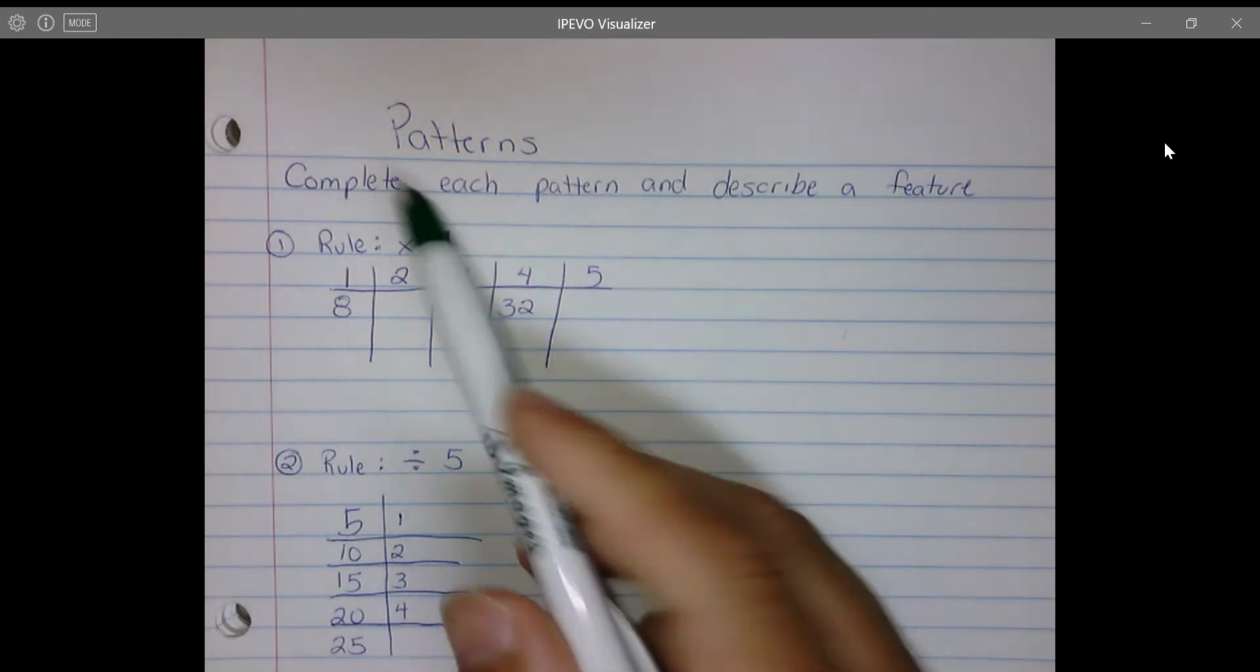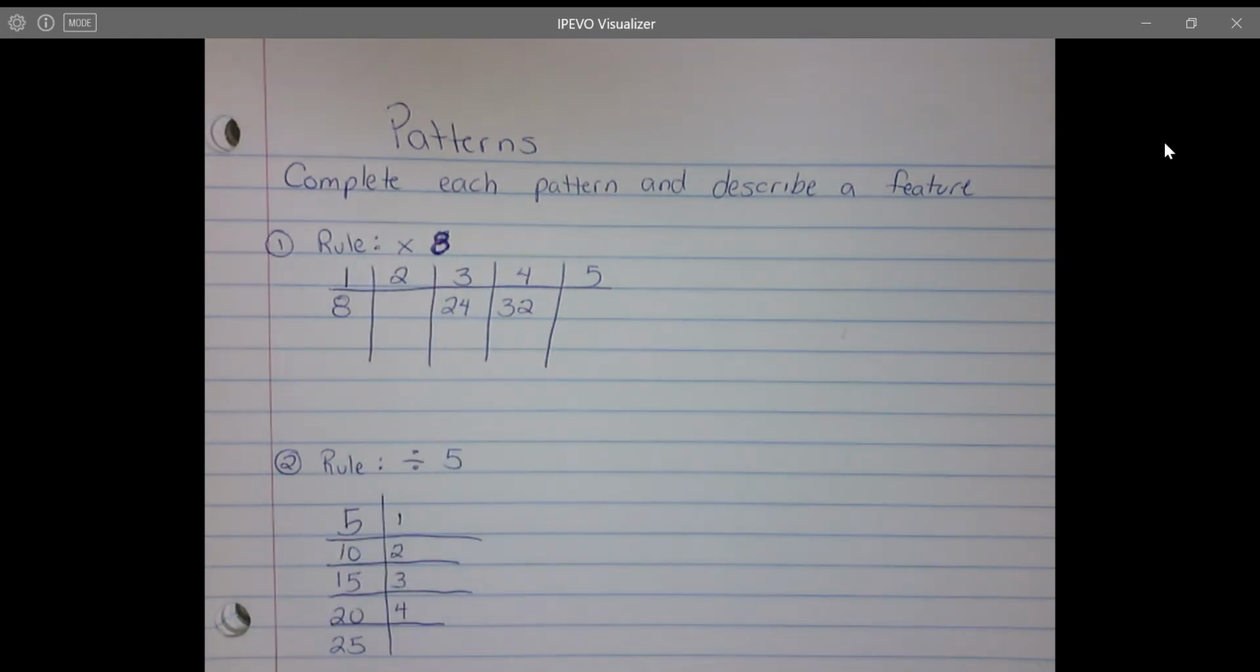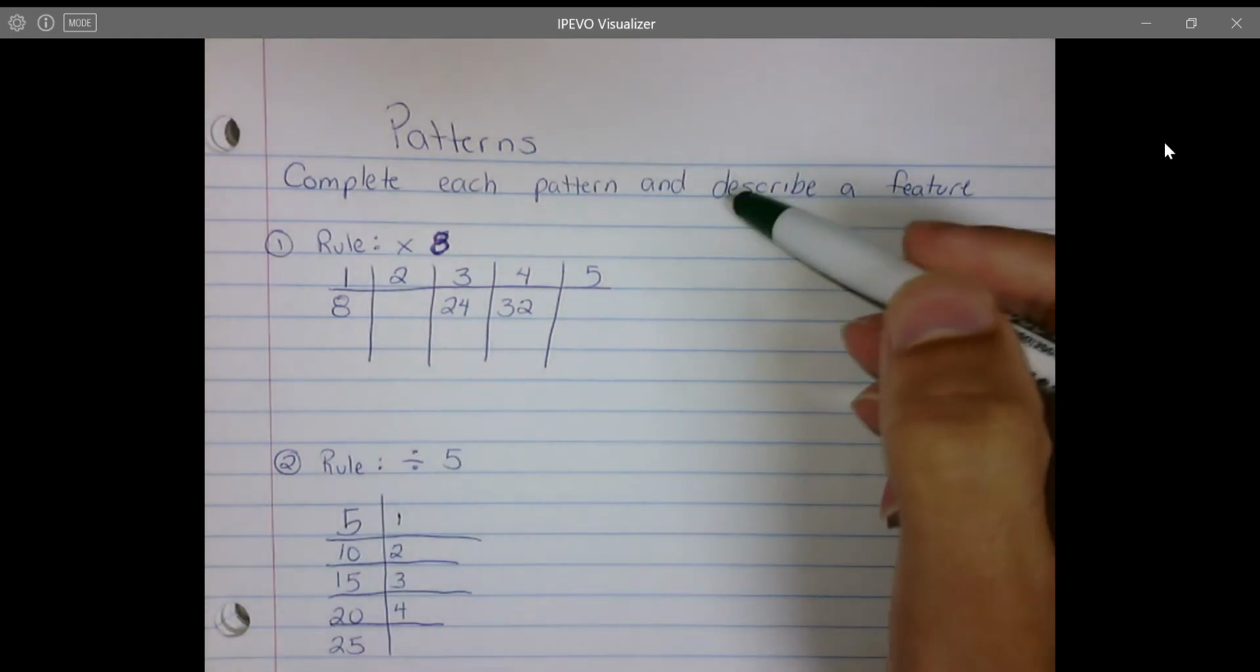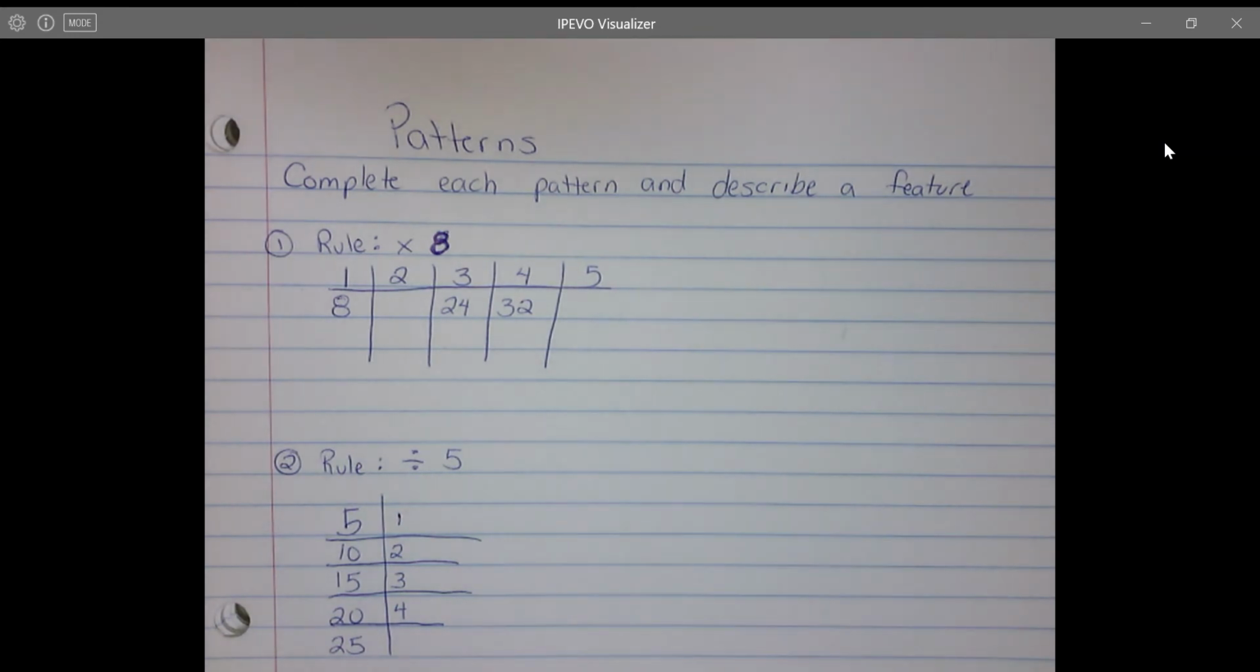So patterns, the instructions are complete each pattern and describe a feature. I'll go into describing a feature in a little bit. But first thing you need to do is complete each pattern. Now, completing a pattern is just following a rule. That's all you have to do. If they give you the rule, it's easy. Sometimes you have to figure it out, but for now, they're going to give us the rule.